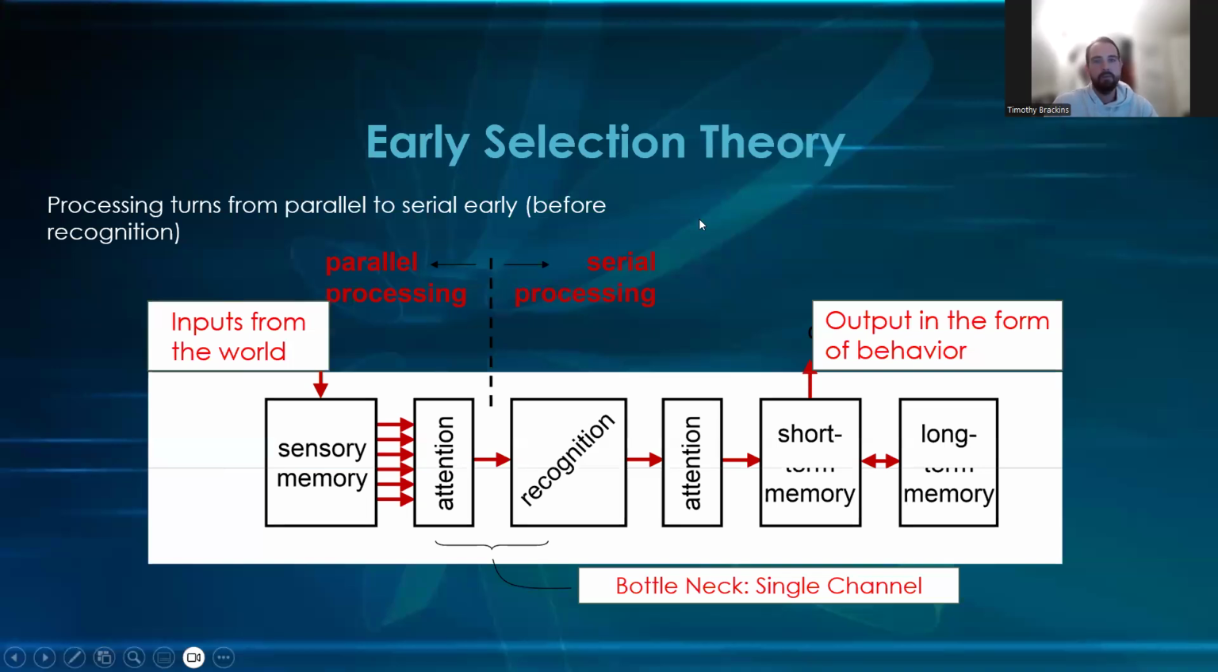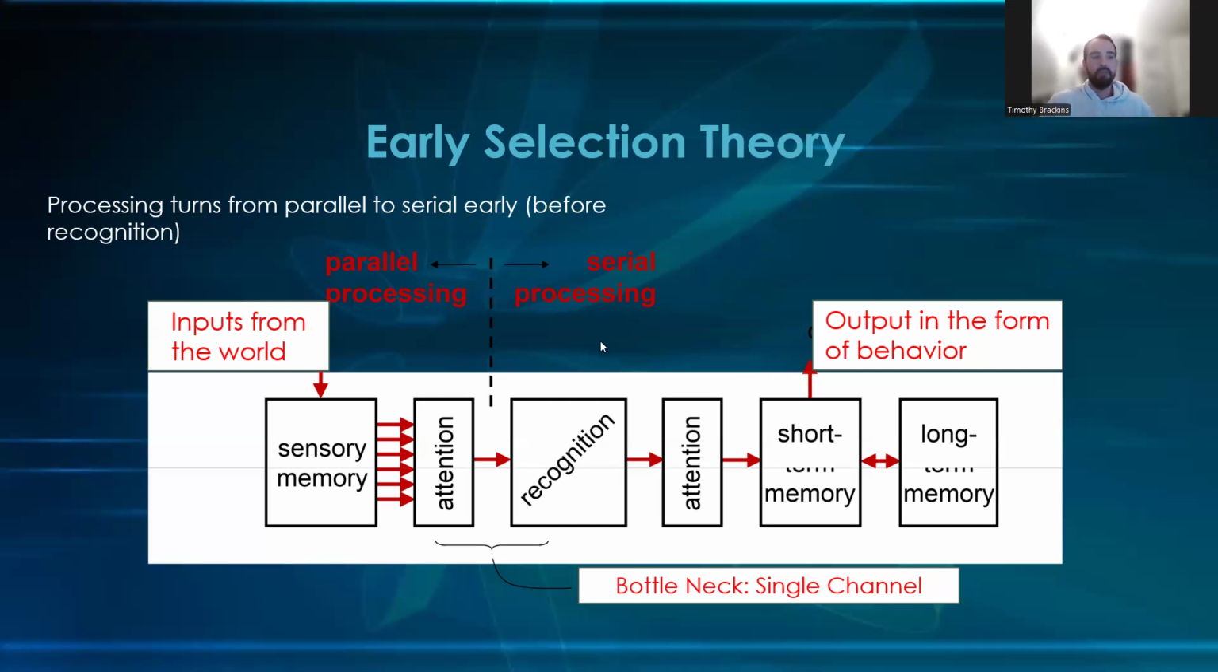So Broadbent, with his early selection theory, would say that information comes in and all that raw data is processed in parallel, so all together. The features of everything are processed at once. The information that is selected based off those features is sent on. At this point, it is now serial processing, one bit at a time, and this is where the bottleneck comes up. Single channel.